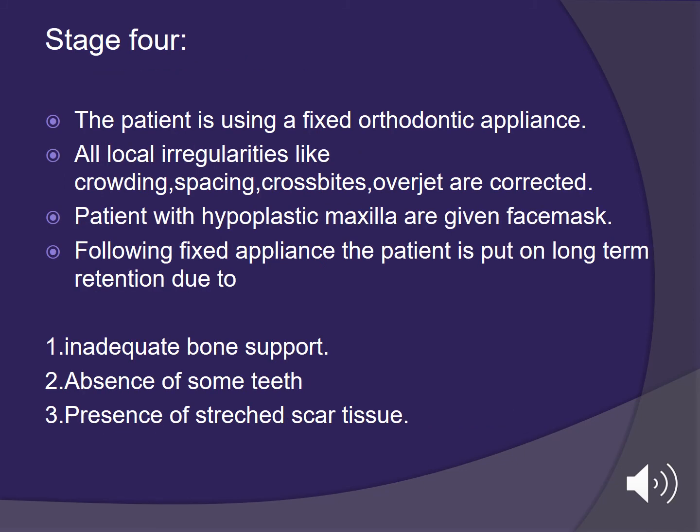The next one is stage 4. At this stage, a patient will start using fixed orthodontic appliances, and the patient may also have a permanent dentition. So all local irregularities like crowding, spacing, crossbite, or overjet will be corrected. And patients with hypoplastic maxilla are given a face mask or reverse headgear. And then, following fixed appliances, the patient is put on long-term retention due to inadequate bone support, absence of some teeth, and presence of stretched scar tissue.